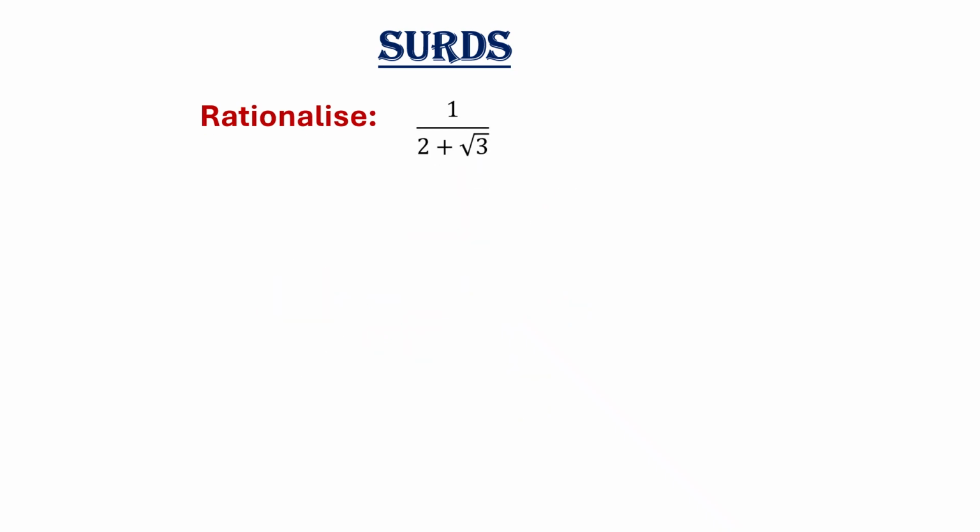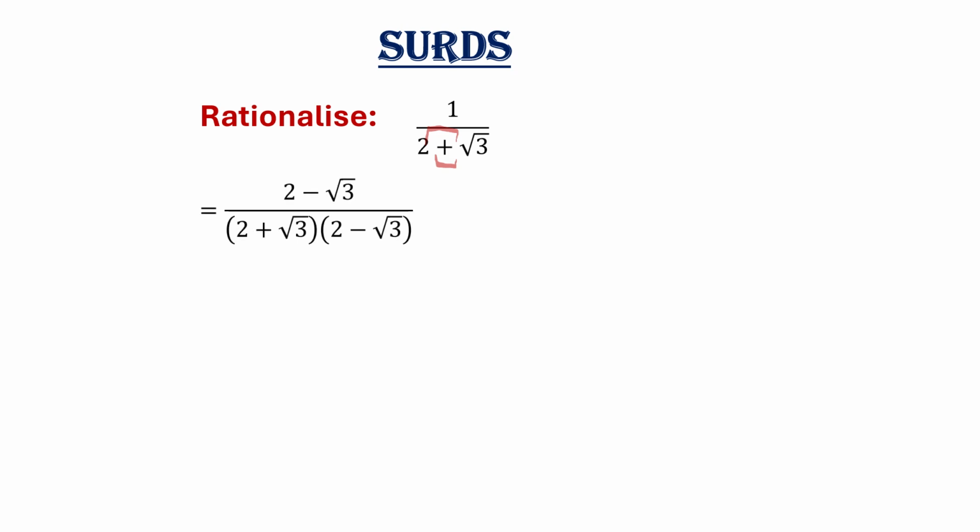Rationalize 1 over 2 plus root 3. Now, when you have such a thing in the denominator, we multiply by something called the conjugate. The conjugate is when you change this sign. If it's plus, you make it minus. And if it's minus, you make it plus. So let's see how we will do this.